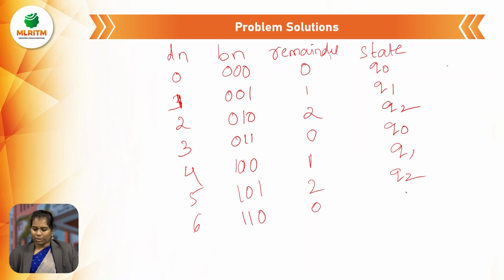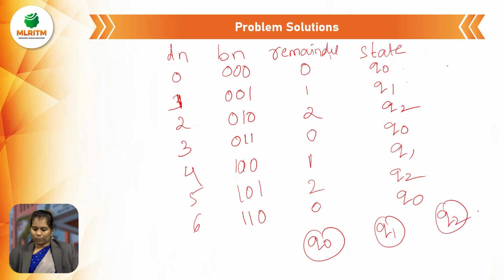We get 0, remainder Q0. Here whenever the 0 appears, the cycle is repeating. Means how many states we have? Q0, Q1, Q2. So here now you don't have to decide what is the final state.